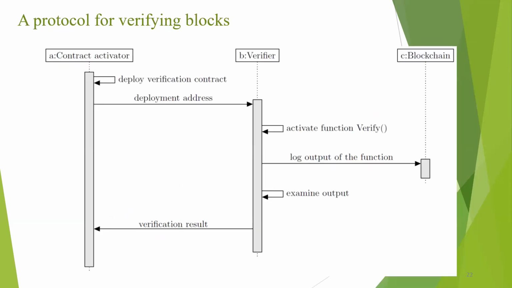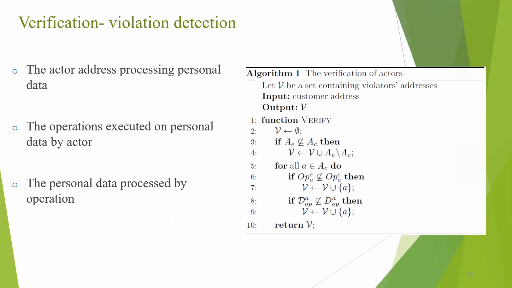And this is the protocol for the verification part. For example, we automatically propose a smart contract that checks the content of the block, detects violations, and reports the results of the detected violations to the contract activator. And in the verification part, in our implementation, we checked the address of actors or providers, the operations executed on the personal data, and the processed personal data involved in the operations.